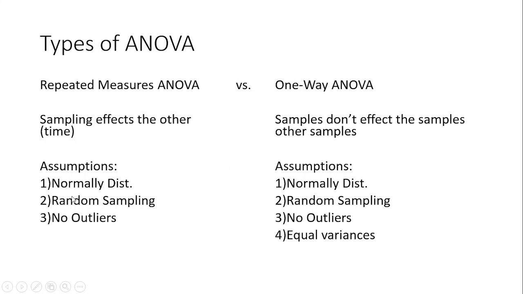Assumptions are normal distribution, random sampling, and no outliers. For one-way ANOVA, you will also have equal variances. Normal distribution means you will have to do a test. We'll have to find outliers and remove them.